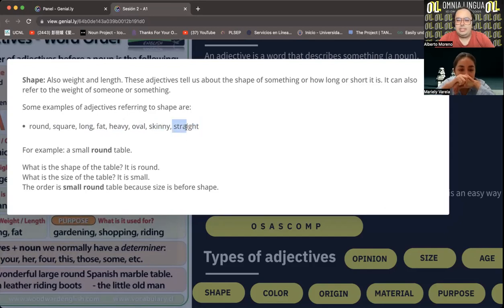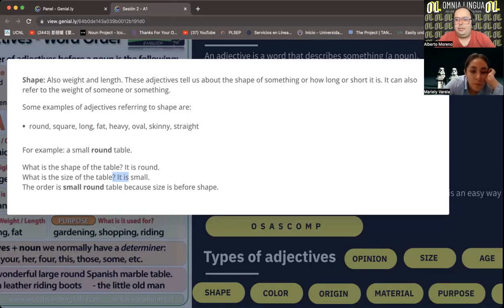Okay, straight, derecho o recto. Skinny, muy delgado, una persona muy delgada. Oval, es un óvalo. Fat, gordo. Long, largo. Square, cuadrado. Round, redondo. Okay, for example, small round table. What is the shape of the table? It is round. What is the size of the table? It is small. And that's why the order is small round, because size is before shape.